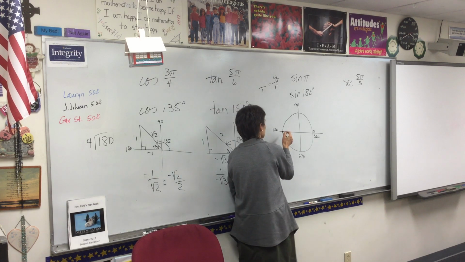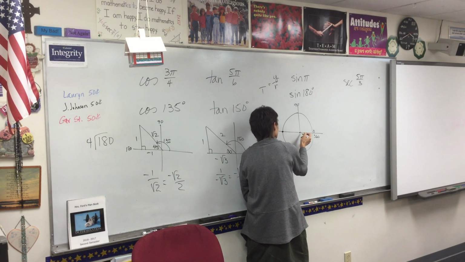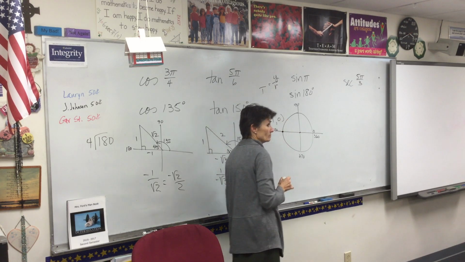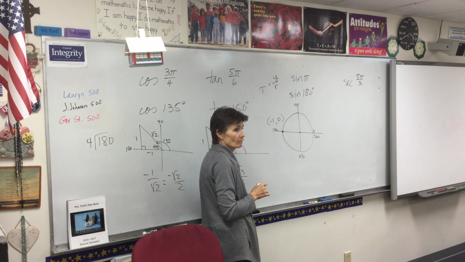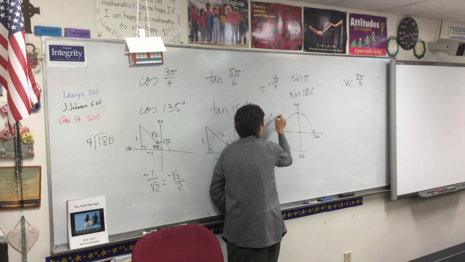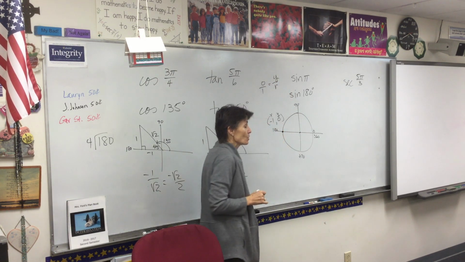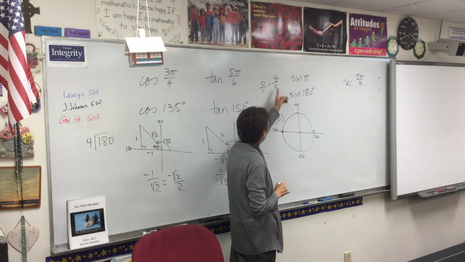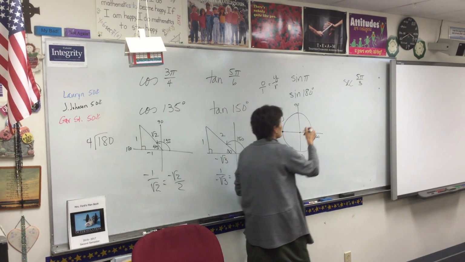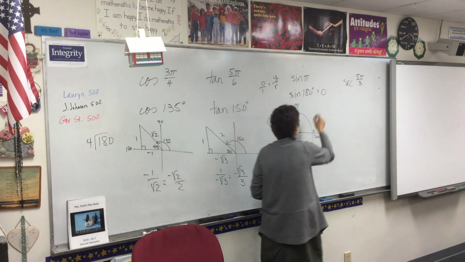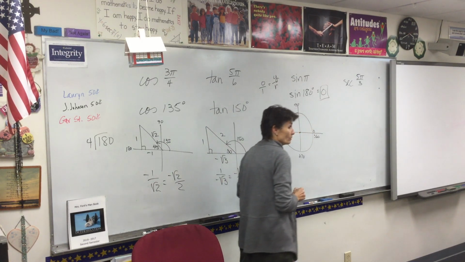What does that make this point then? Here's the origin. You're taking one step to the left. So what would this point be? Negative 1, 0. So x is negative 1 and y is 0. So y over r will be 0 over 1, which is 0. So the answer to the question is 0.